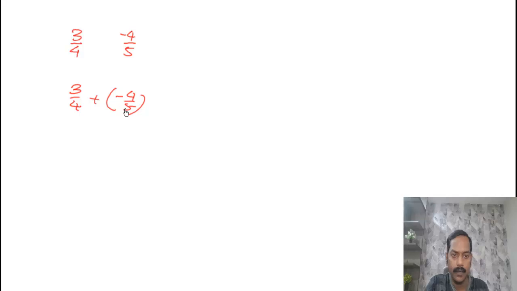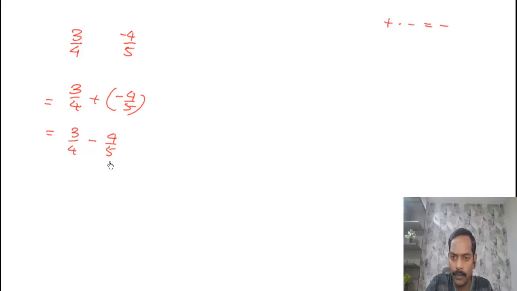Now clearly, in the last class we have seen that plus when multiplied with minus sign, the overall sign is negative. So if I just want to realize this, then plus into minus will make it minus. So overall this should be equal to 3 by 4 minus 4 by 5. So effectively we have to simplify this. Now here we can see that the denominators are different. So one way is to take the LCM of the denominators.